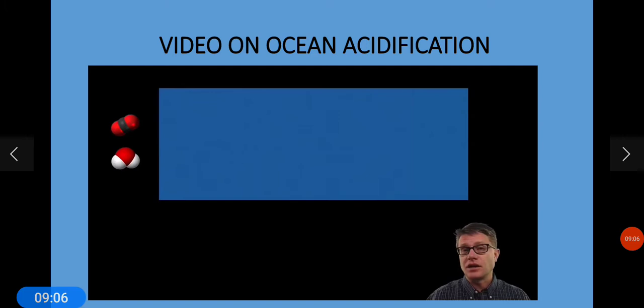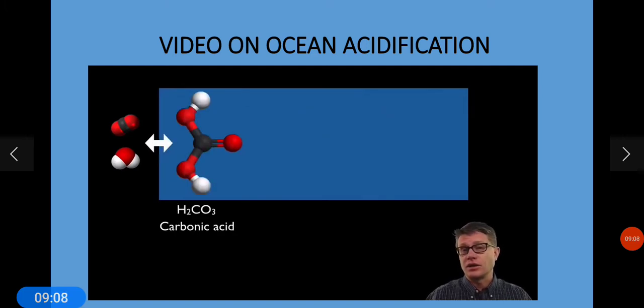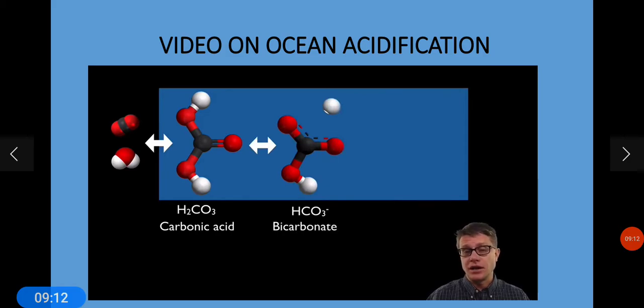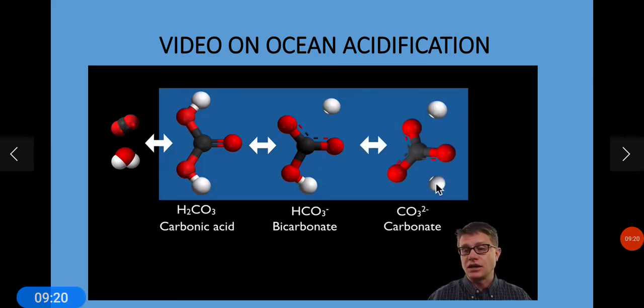So if we take carbon dioxide and water and mix them together, we get carbonic acid. Now that can quickly dissociate and form bicarbonate. What we're doing here is we're losing one of these hydrogen ions, and that can dissociate again and we can form carbonate. We're losing two of these hydrogen ions.